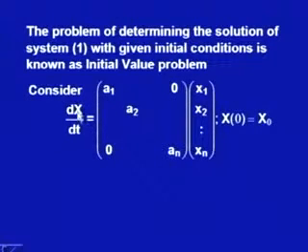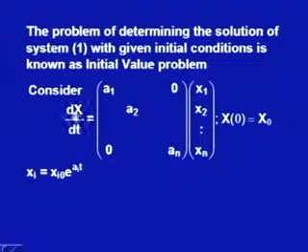So, let us consider dx by dt is equal to the n by n diagonal matrix with entries a1, a2, an multiplied by the column vector x1, x2, xn, which is nothing but x, together with the initial condition x(0) is equal to x0. So, this constitutes an eigenvalue problem, but it is a special case in the sense that the matrix A happens to be a diagonal matrix. That means only diagonal entries are non-zero, rest of the entries are zeros. I am considering this because this is easy to solve. So, let us solve this system.